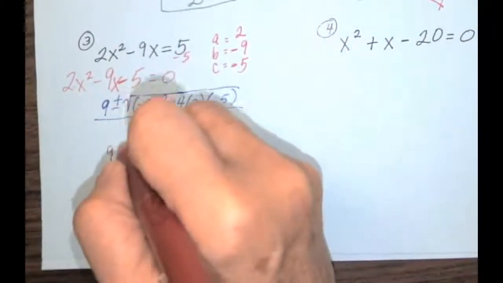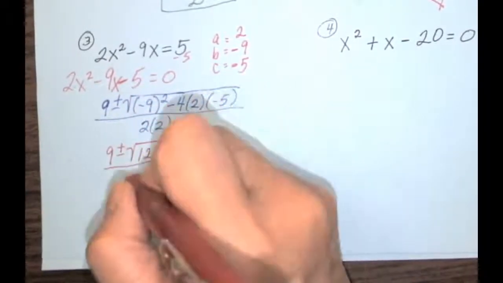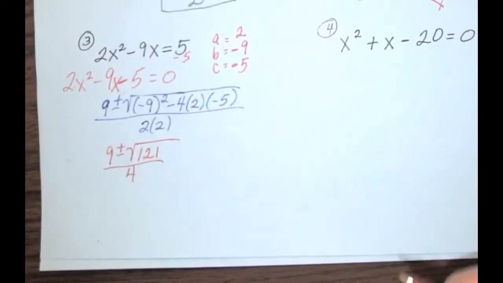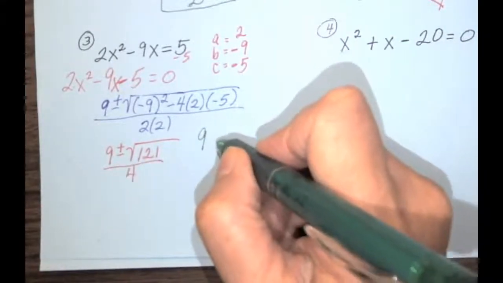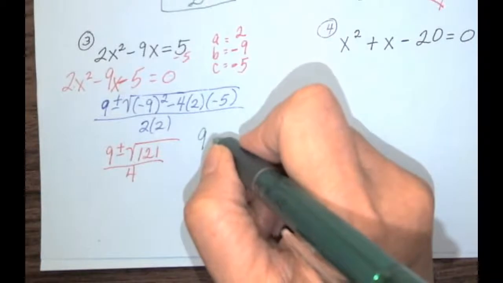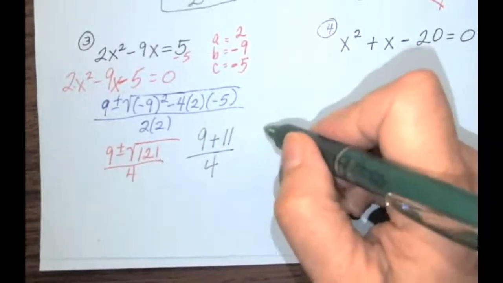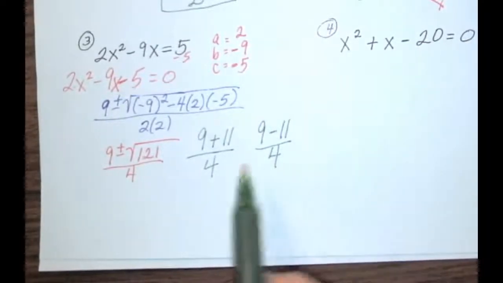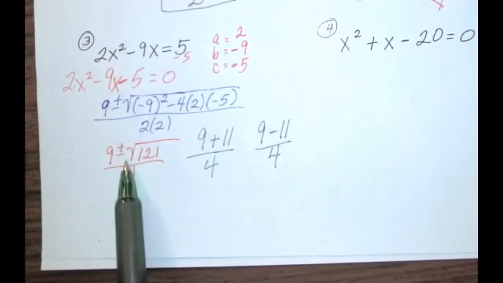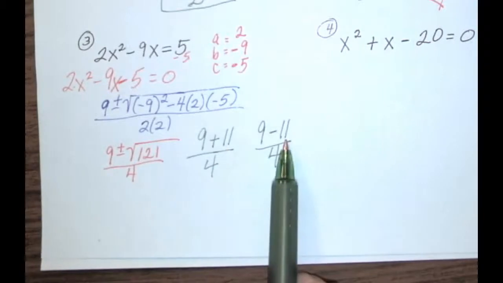Okay, 9 plus or minus the square root of, if you did all that in the calculator or in your head, you'd get 121. 2 times 2 is 4. This is a beautiful problem because 121 is a perfect square. So let me do this for you. 9 plus 11 over 4, because I've got the plus answer, and 9 minus 11 over 4, because I have the minus answer. Remember, I have to do both the positive and negative square root. Square root of 121 is positive 11 and negative 11.